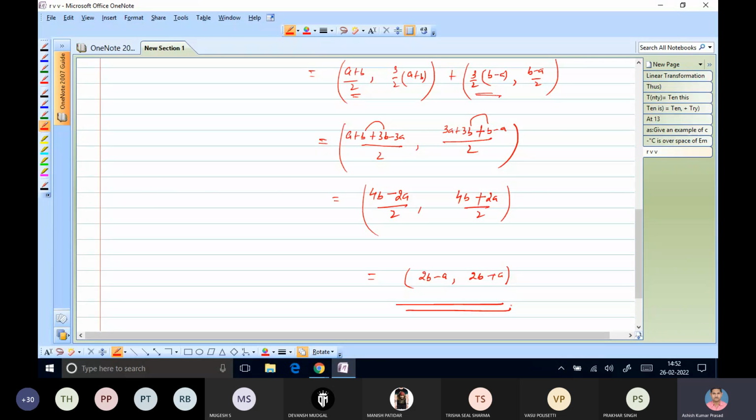Is it all right? So in the next class, we will solve some more problems based on this. Then we will go for matrix representation. And then again, we will come back and study dimension and the dimension theorem and based problems. And then I will come back to similarity and other concepts.